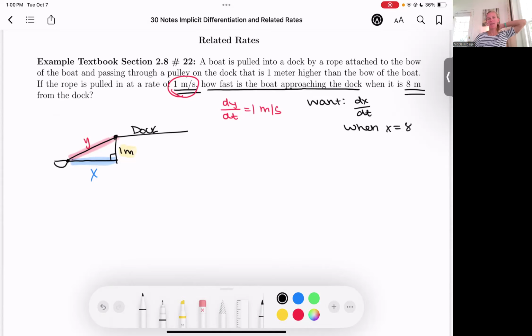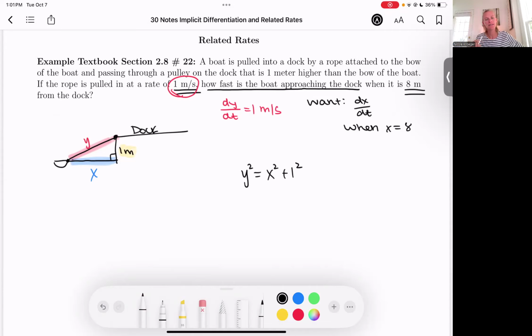In this problem, we need to find an equation that will relate x and y to each other. When I look at this diagram that I've drawn, the Pythagorean theorem seems like a good idea. You always want to draw a diagram when you can so that you can physically see what's going on. The Pythagorean theorem is oftentimes useful, especially when we have triangles. So the Pythagorean theorem here says that y squared is x squared plus 1 squared.